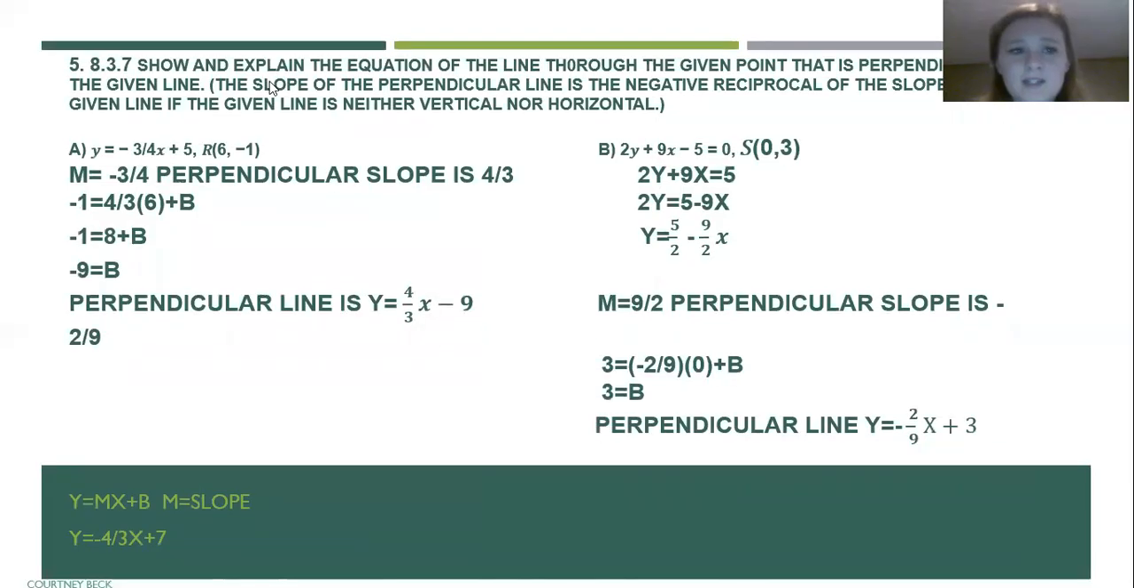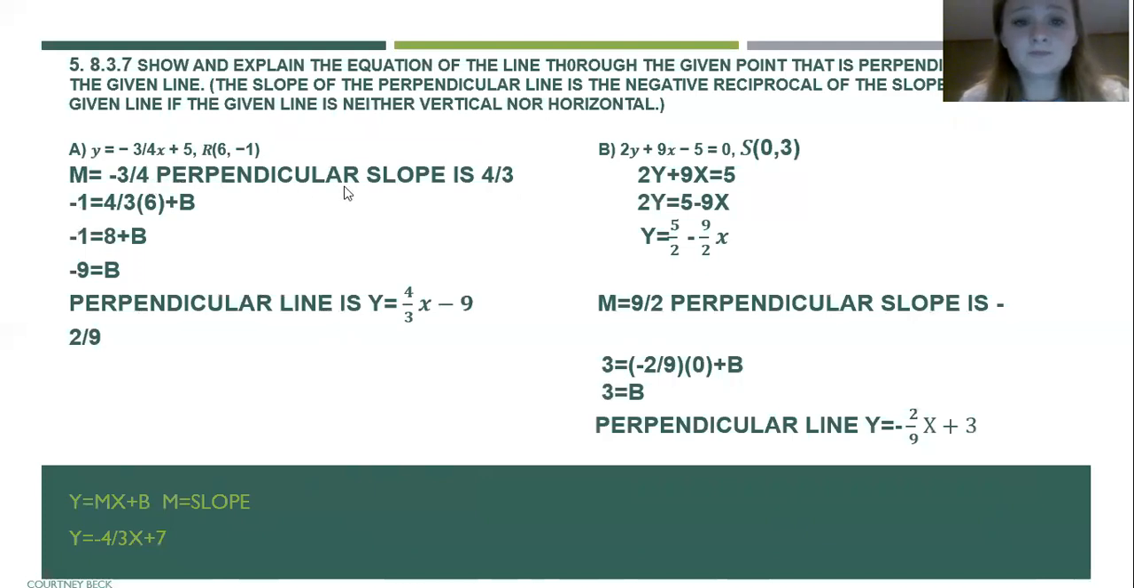Okay, next question is show and explain the equation of a line through the given points that is perpendicular to the given line. So we're going to start with our first line. It's y equals -3/4 x plus 5. And then we have the point (6, -1). So our slope is -3/4. So our perpendicular slope is 4/3 because we're going to inverse this.